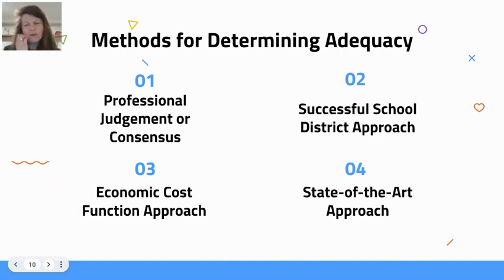So this takes us to the fourth approach. It's the state-of-the-art approach. In this one, it's a combination of the best parts of all the other methods. It uses research findings on student achievement seen in high-achieving schools, identifies components needed for those research-identified teaching and learning strategies, determines a cost basis for each strategy, and then decides what an adequate spending base should be.